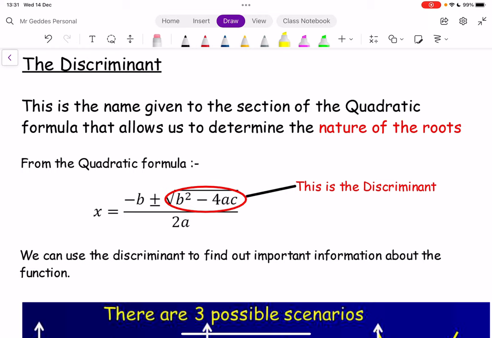You guys can see it there. And it allows us to determine, and I'm going to underline this. Okay. I'm going to go crazy and I'm going to highlight that as well. The nature of the roots. So in your prelim, when you see these words, this is what you're doing. You're doing a discriminant question.